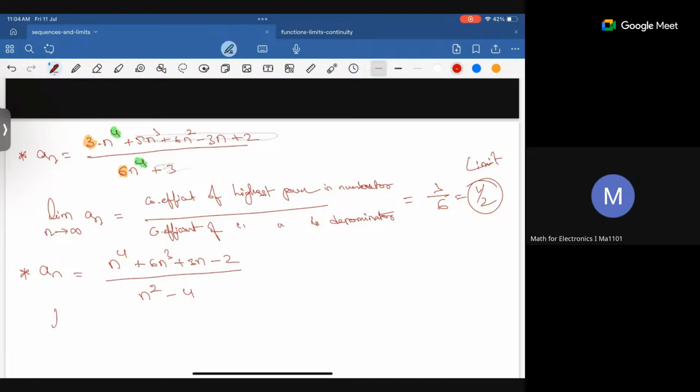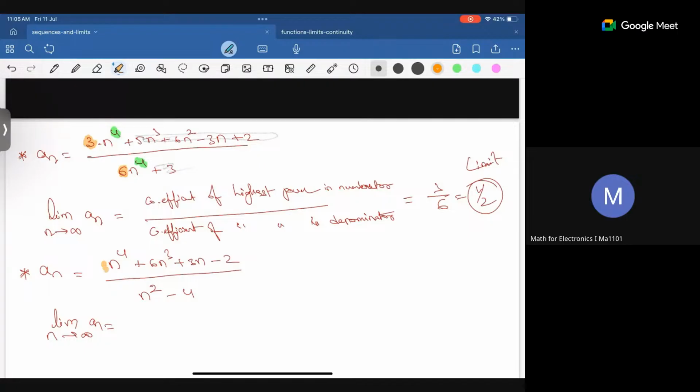So in that case, what will happen? Sir, we have to divide the whole equation by n square. Basically, we can consider it as n^4 by n^2, which is n square, and that will tend to infinity. Correct. It diverges. So all you have to do is look at the numerator power if it is more.